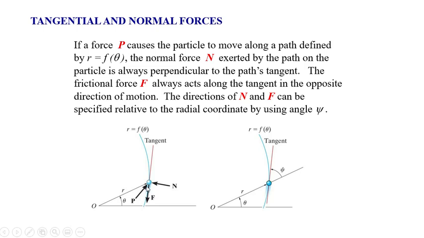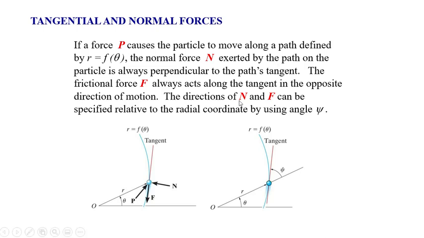So we've got our particle. It's traveling around an arc. And we've got a force P that's causing the particle to move along this path. The normal force is going to be pointed towards the center of the curvature, and the tangential force is going to be applied along the edge. The frictional force always acts along the tangent, okay? So if we've got to bring in friction, it's going to act along that tangential motion.